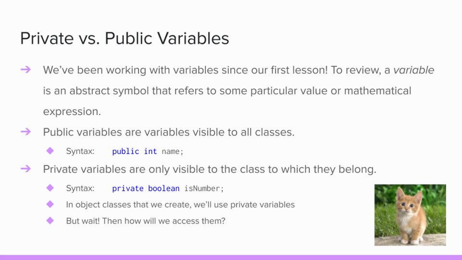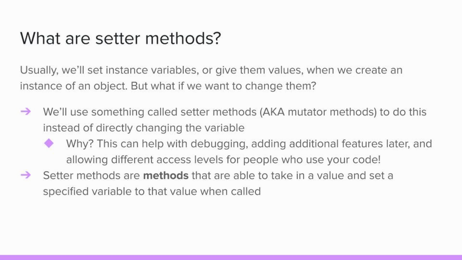Each of the classes we made so far represent objects. When we make object classes, we'll use private variables. But wait, then how will we access our variables? We could use something called setter methods. Setter methods, also known as mutator methods, can change values for us, rather than directly changing the variable.